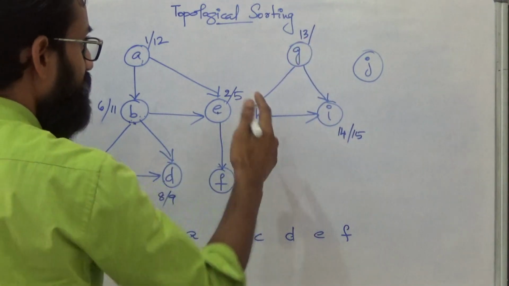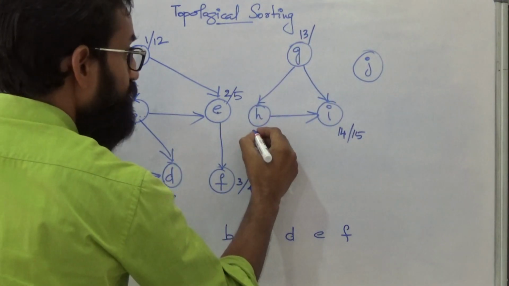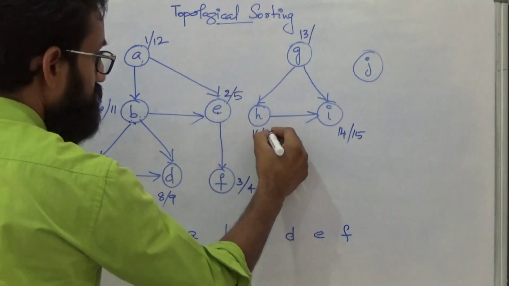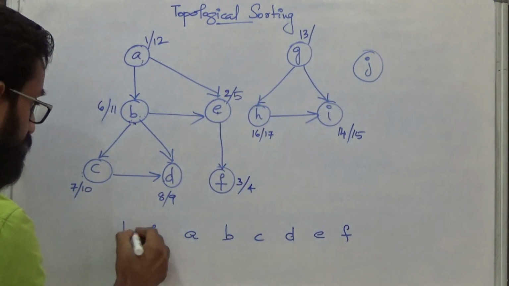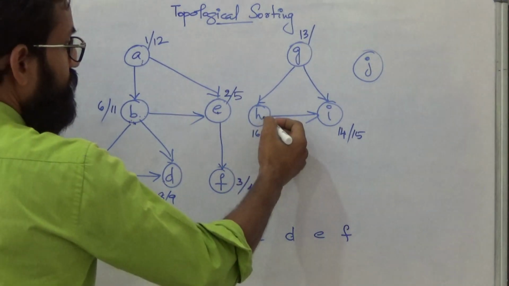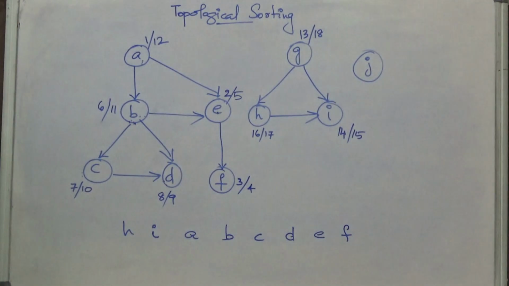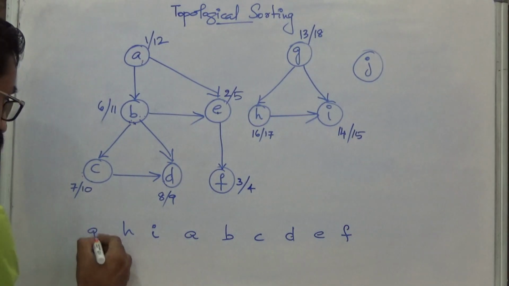From G you can go to H. So at time t equal to 16 you are discovering H. From H you are not having alternate movement, so finish it. Add it to front of the list. Now backtrack to its predecessor. At time t equal to 18 you are finishing G.